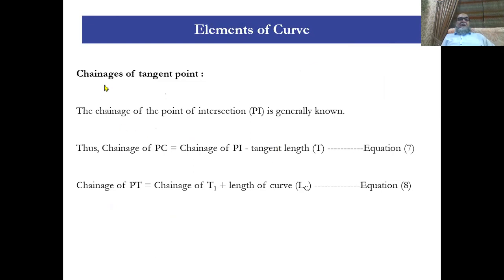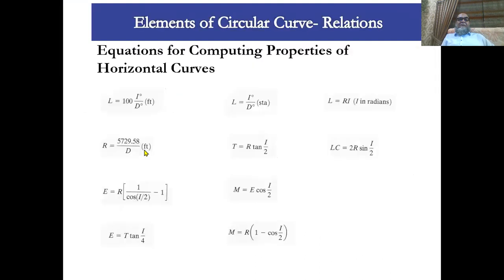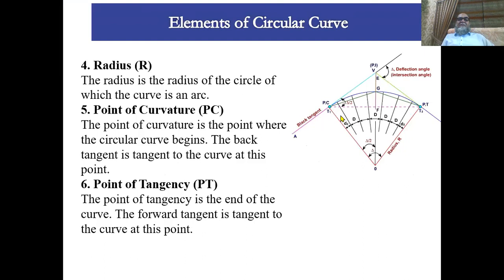Now the changes of the tangent point. If you see this BC, if I know PI and I subtract this distance T, this is T, then I will get PC. And if I add the length of the curve to PC, this is PT.